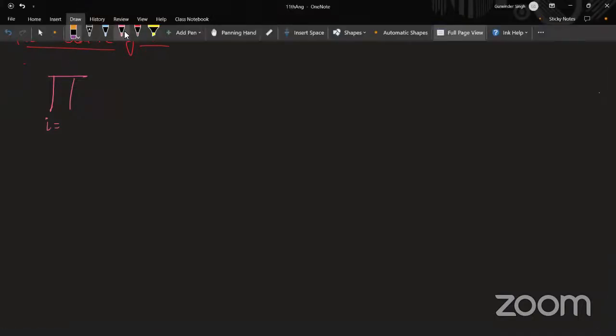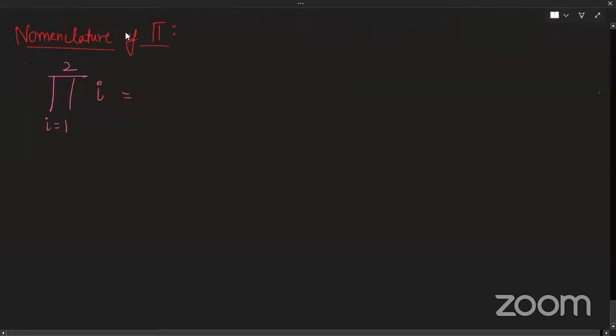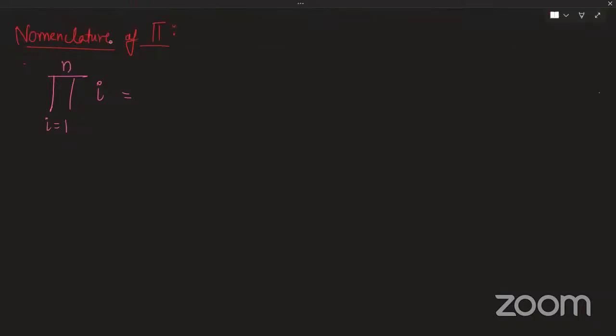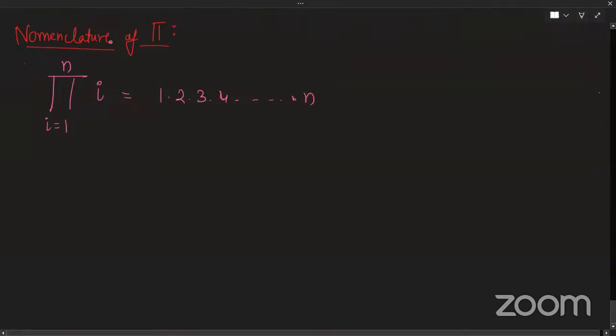So, 1 to n, okay, 1 to n. And I'm keeping i here. So it basically means product. Like sigma used to mean sum, pi means product. Easy? So it will basically be 1 into 2 into 3 into 4, so on till n. That is what it means. Fine, this is what pi means.